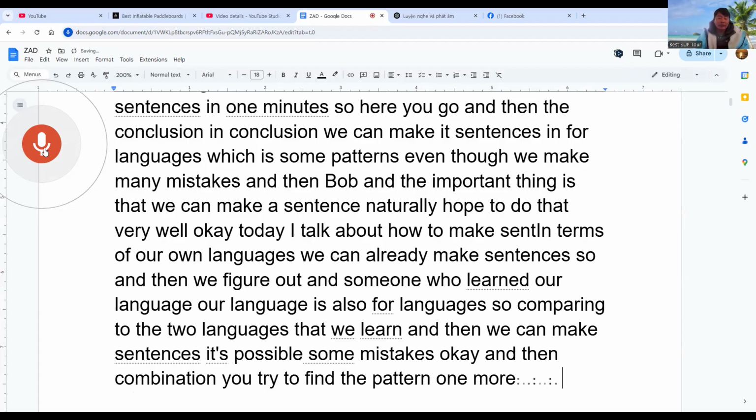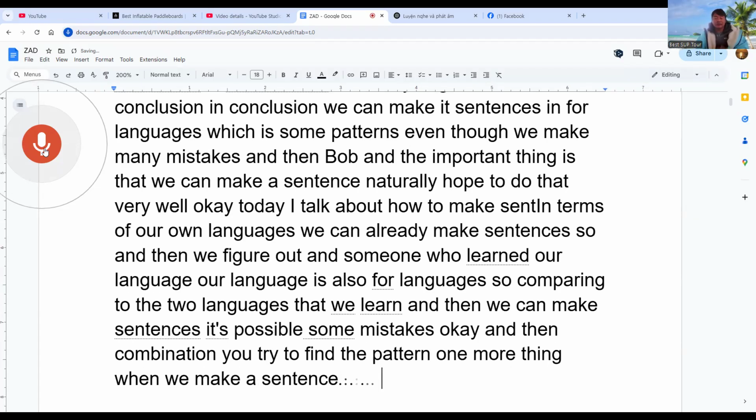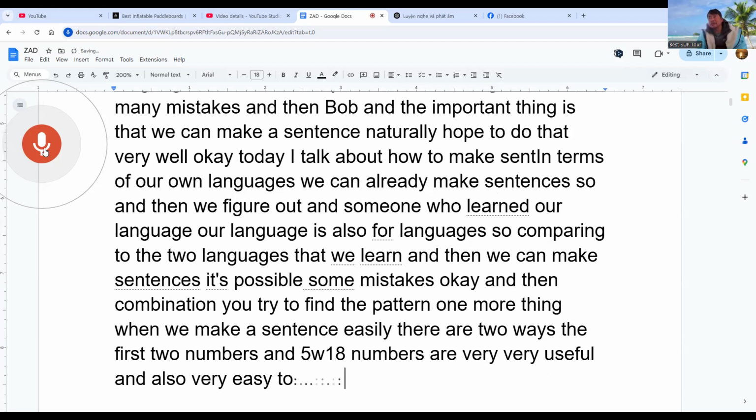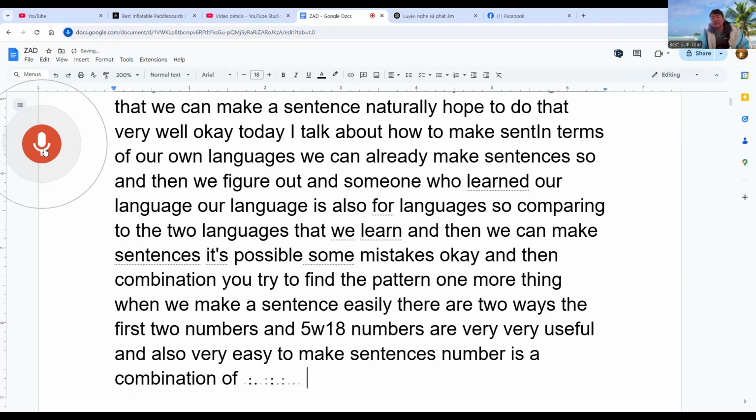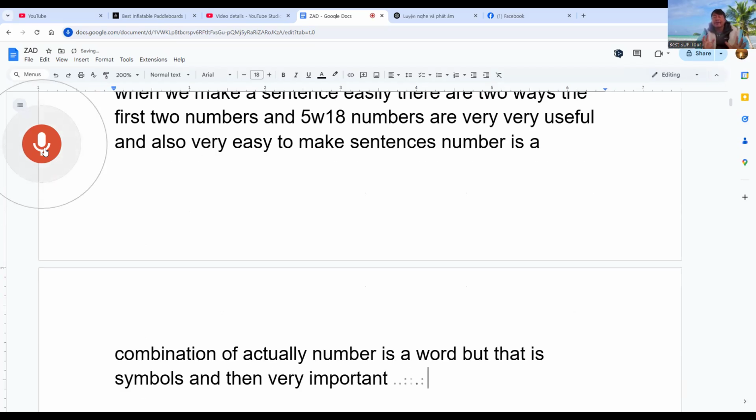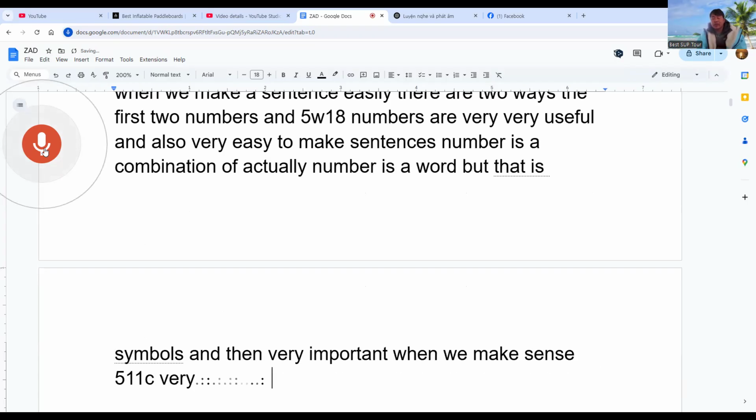One more thing. When we make a sentence easily, there are two ways. The first, numbers and 5W1H. Numbers are very, very useful and also very easy to make sentences. Number is actually a word, but number is symbols, and very important. Also, the 5W1H is very useful when we make sentences.